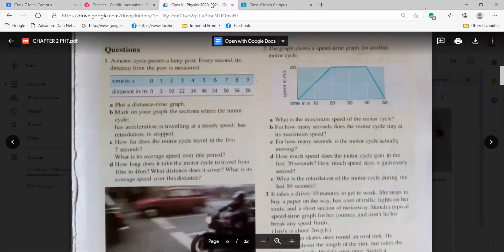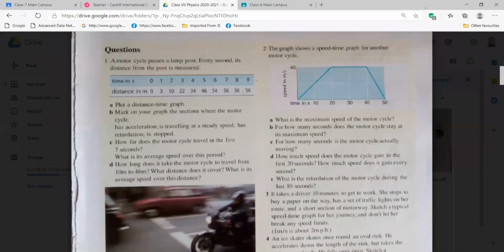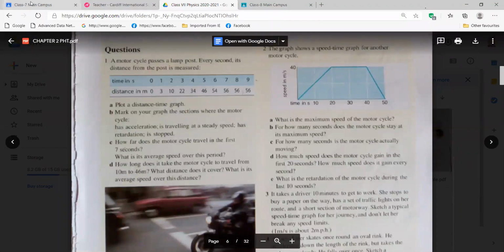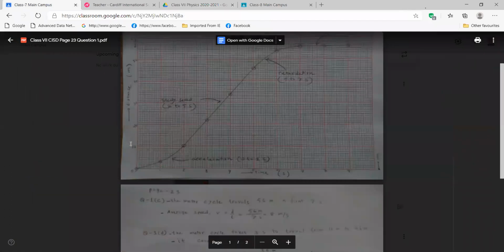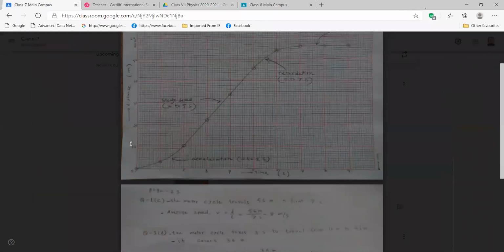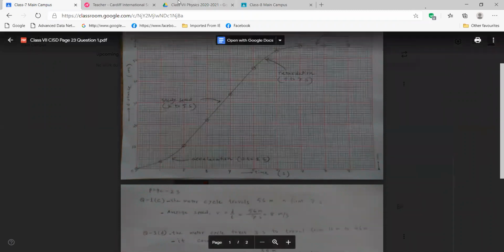Then next one, they are asking what distance does it cover. You understand it, right? 46 minus 10, how much? 36. 36 meter, the distance is 36. Then the second is average speed. Can you find the average speed in 3 seconds?